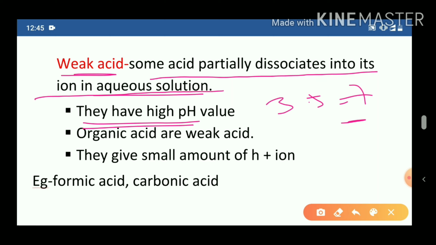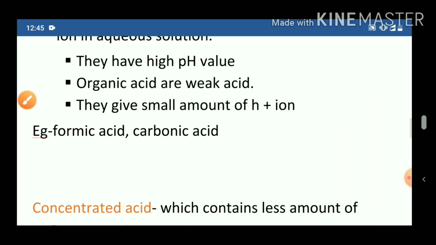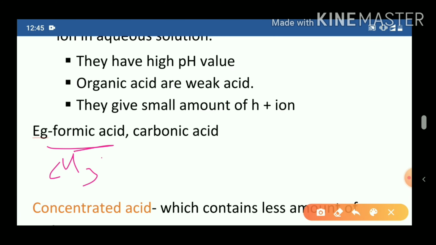Next, organic acids are weak acids. We have studied organic acids before. Organic acids, the acids which we obtain from plants and animals, are known as organic acids. So organic acids are weak acids. They give a small amount of H plus ion. Examples of weak acid are formic acid and carbonic acid.